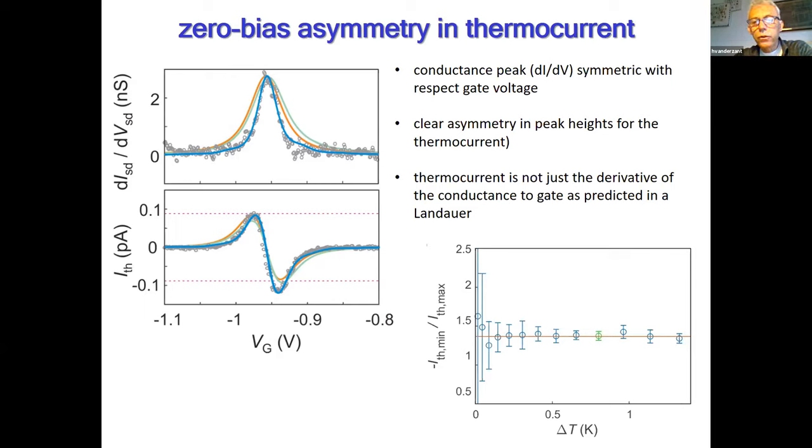We measure that as a function of delta T. That is shown on the right-hand side. It's very consistent. For a small delta T, the signals are very small and we have large error bars. But as soon as we increase the delta T a little bit, you see very consistently that we have a ratio of about 1.3 in this case. So where does this asymmetry come from?